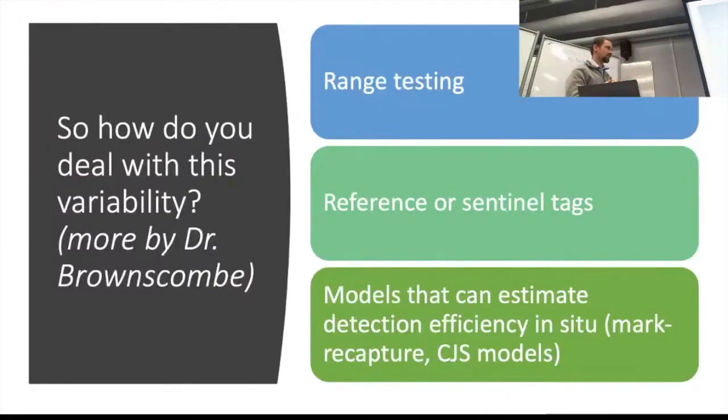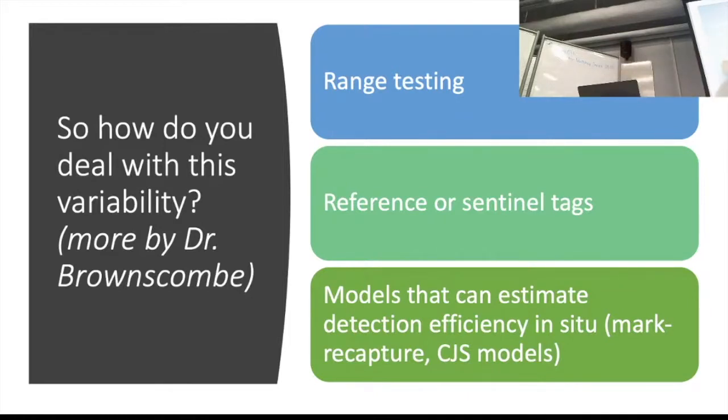Okay, so how do you deal with this? And again, Jake is going to touch on this quite a bit tomorrow. But you can do range testing. This is actually as you're deploying or shortly after you've deployed, you can go out and try to assess what your detection radius is. This is really good for understanding those spatial factors. However, it's not as good for those temporal factors because you're kind of testing it once. Okay, my geometry's set, now I leave it. You can have what are called reference or sentinel tags.